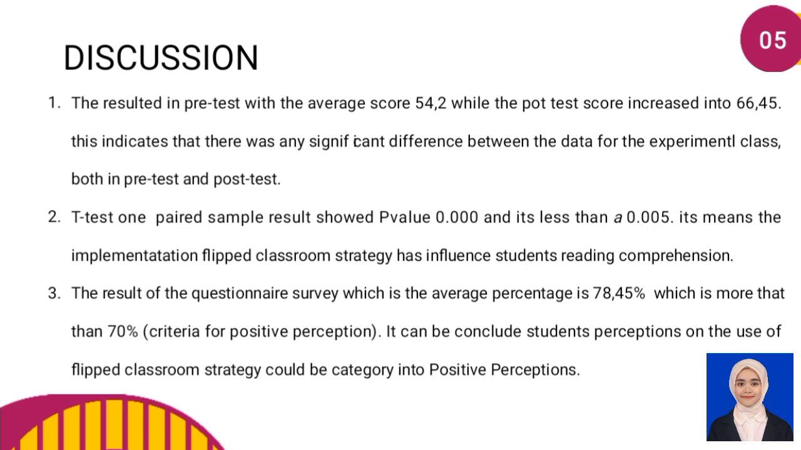Second, the result of the paired sample t-test shows that the p-value is 0.00 and it is less than 0.05. It means that the implementation of flipped classroom strategy has influenced student reading comprehension. And the last, the result of the questionnaire survey shows that the average percentage is 78.45%, which is more than 70%, the criterion for positive perception. It can be concluded that student perceptions on the use of flipped classroom strategy mediated by learning management system can be categorized as positive perceptions.